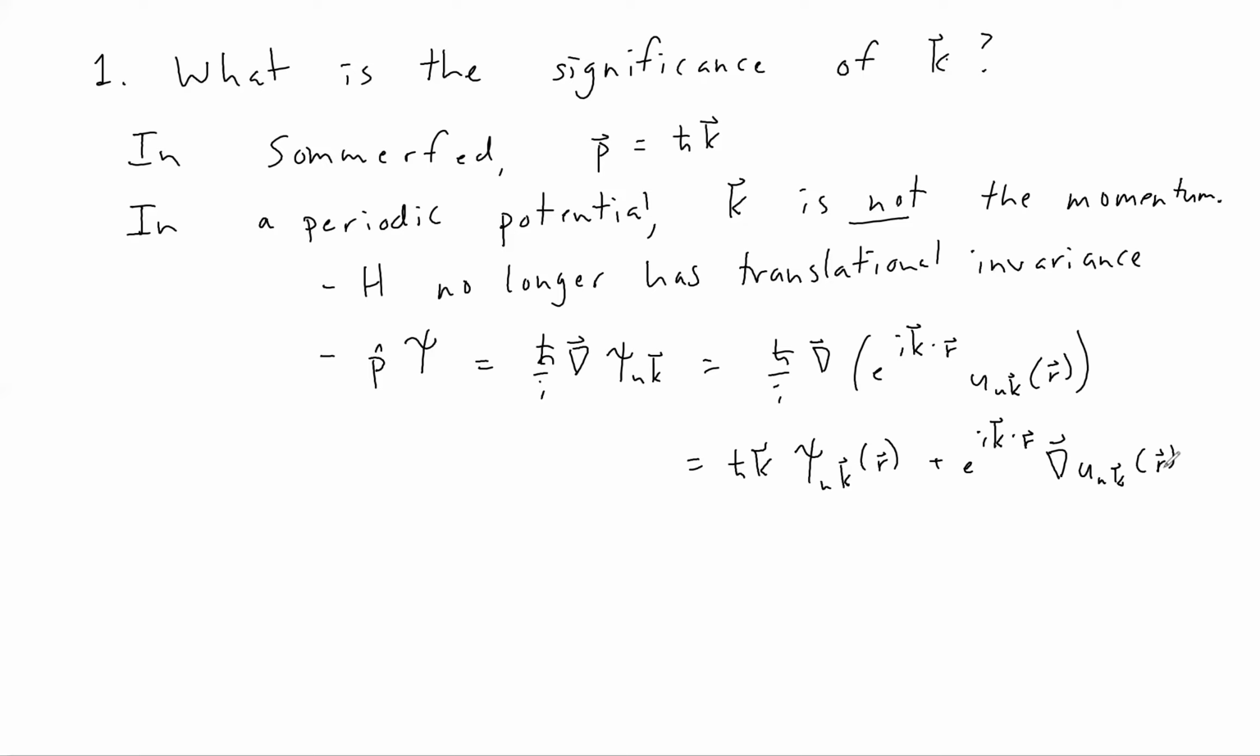We'll see in the coming lectures, though, that h bar k is still related to the momentum, though it's not exactly the same thing. h bar k is called the crystal momentum.